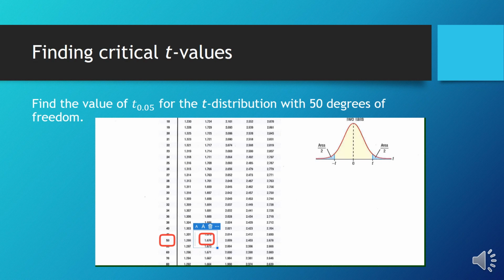All right, so there we go. There's our area on one tail, 0.05. Now I'm just going to scroll down the table. My computer was working really slow today, so that's why it's kind of lagging. You can see the pictures are lagging on the right hand side. And there we have 50 degrees of freedom. We just find the intersection of that row and that column, and there is your critical T value, 1.676.